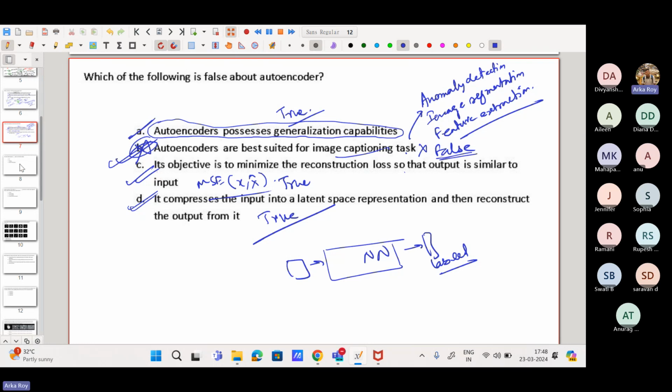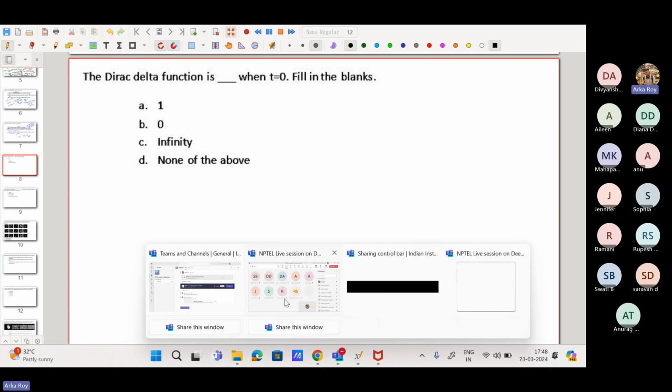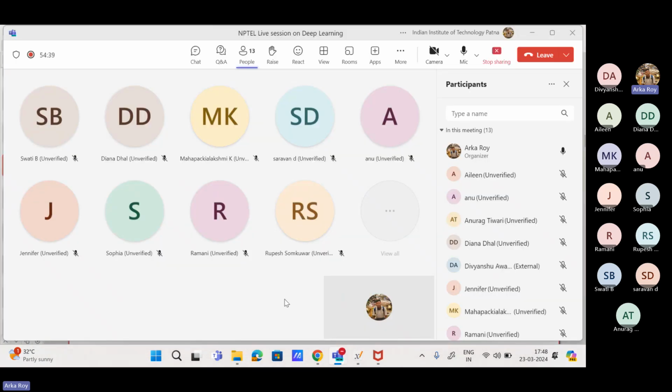Okay, so if I go to the next question, it states that the Dirac delta function is dash at t equals 0. Before that, let me ask you, how many of you have actually taken any DSP or signals and systems course?